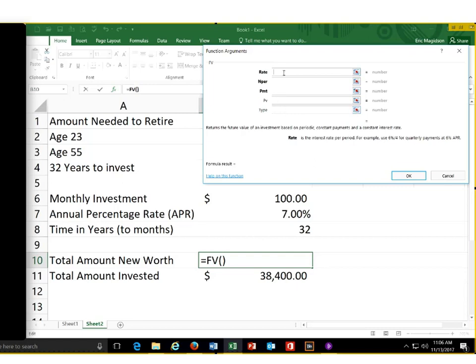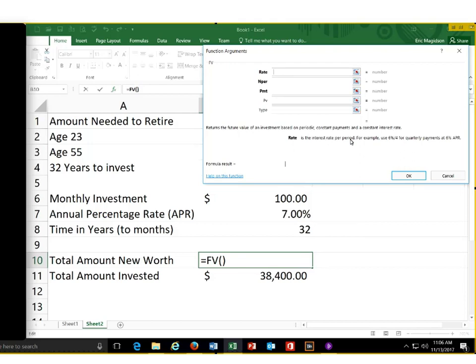So the rate, now, some of the things they call these things are kind of weird, but the rate is the interest rate per period. I'm investing every what? Every month. So I'm going to expect my interest to accrue every month.